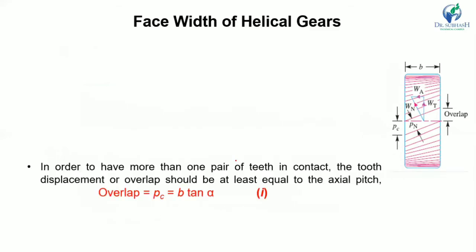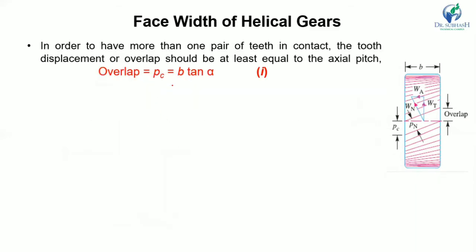Now, face width of the helical gear. In order to have more than one pair of teeth in contact, the tooth displacement or the overlap should be at least equal to the axial pitch. This is known as the overlap or the tooth displacement. It is given by overlap, which is equal to Pc, the circular pitch. And here, if b is the face width of the gear, then overlap equals Pc equals b tan alpha.